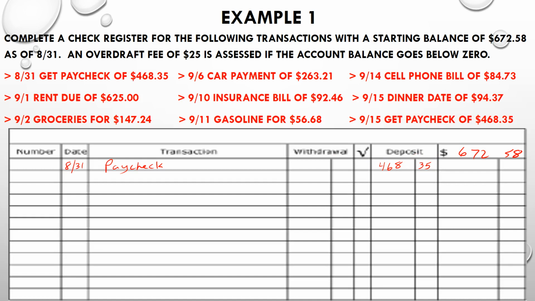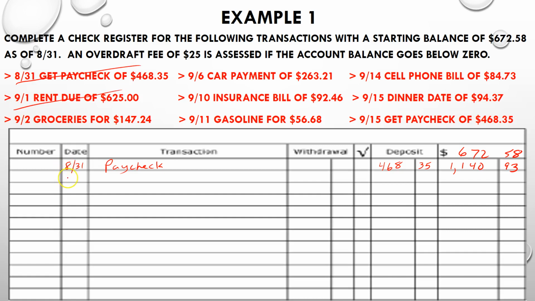Now that is a deposit, so that money is getting added into my account. So what I would do is I would take my $672.58, and then I would add that $468.35. And when I do that, my new balance is $1,140.93. So that far right column is always the most current balance. Right, so I did this first transaction.